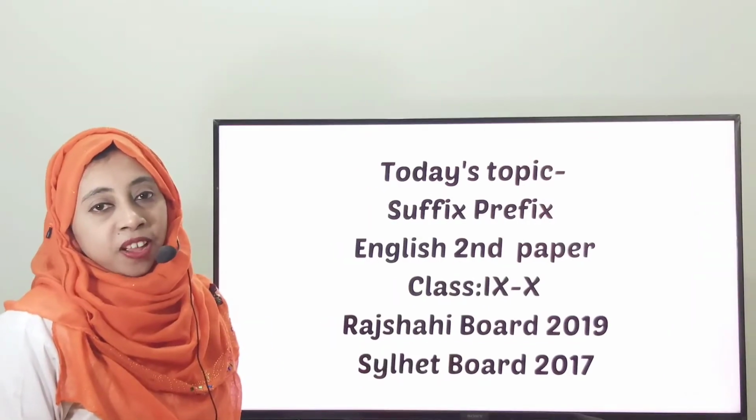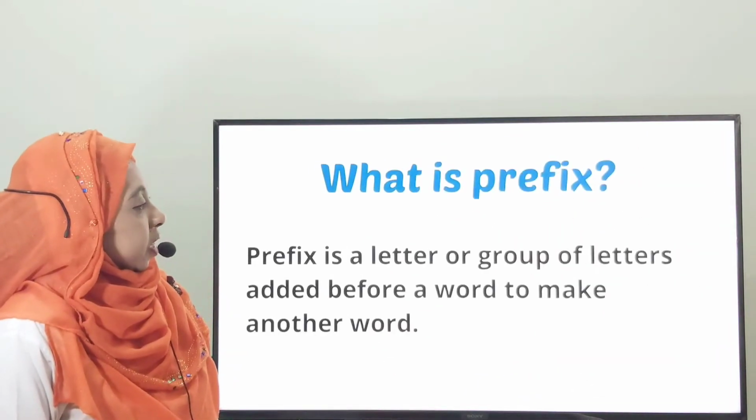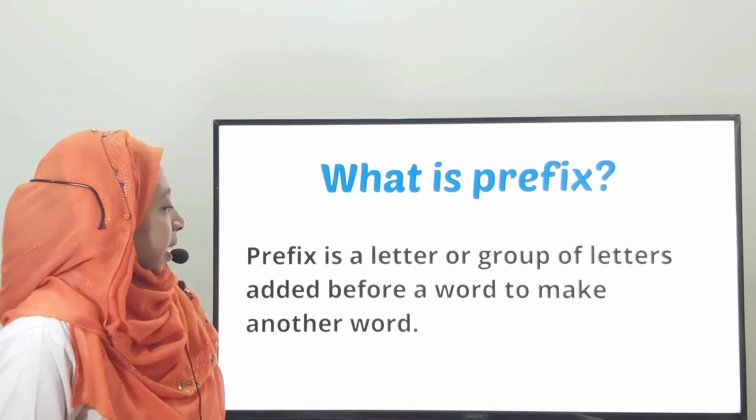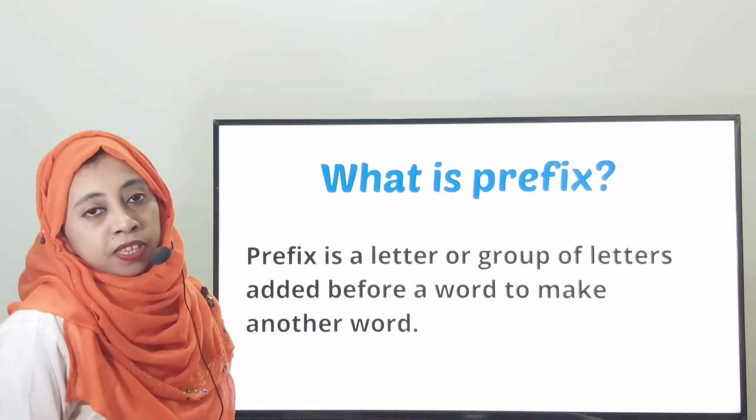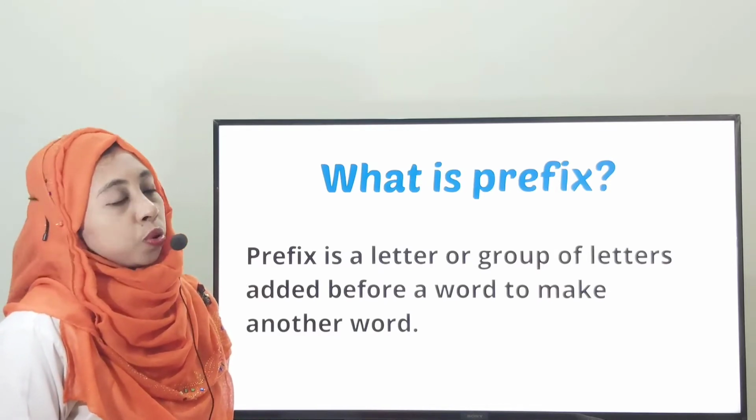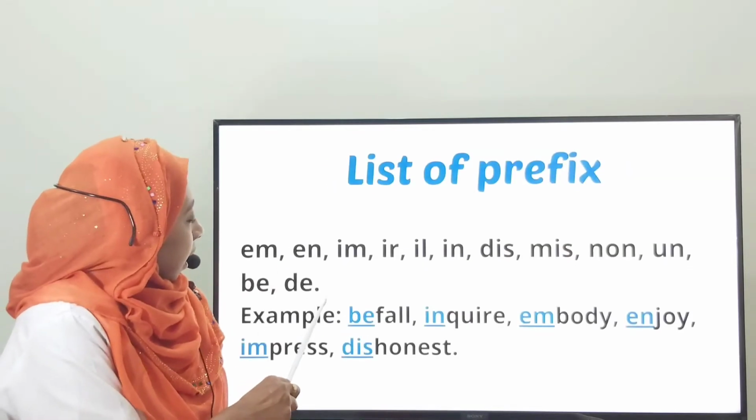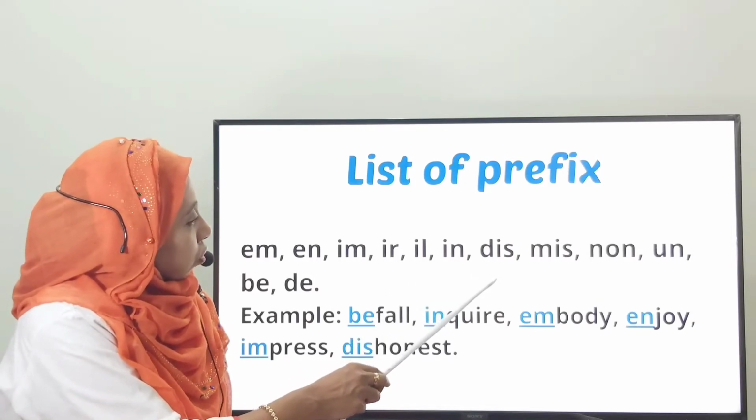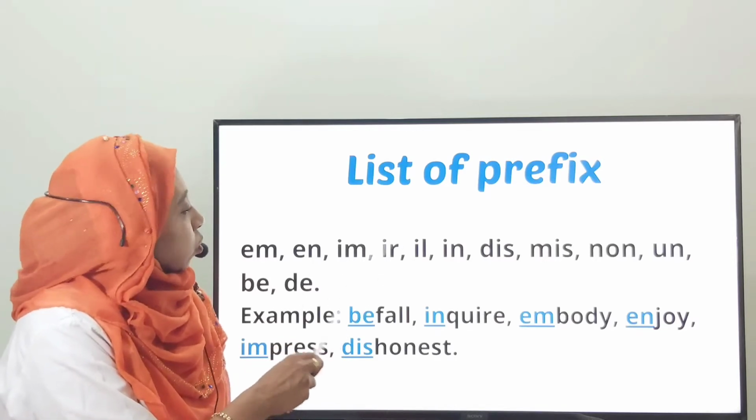Students, at first we will know what are prefixes. A prefix is a letter or group of letters added before a word to make another word. Students, in English we get a lot of prefixes. Among them, the most commonly used prefixes we will learn in this class. Okay, let's see: em, en, im, ir, il, dis, mis, non, un, be, de. All these are mostly used prefixes.